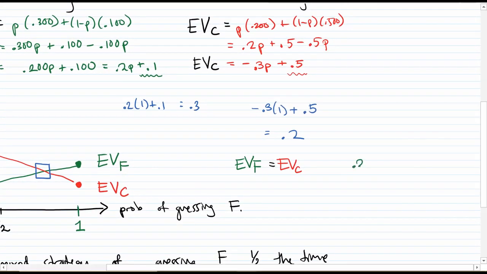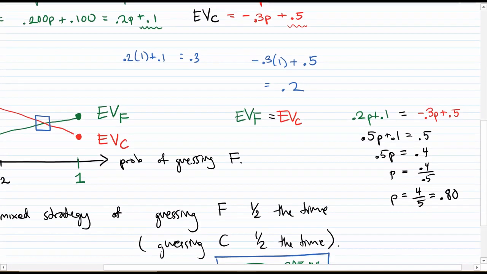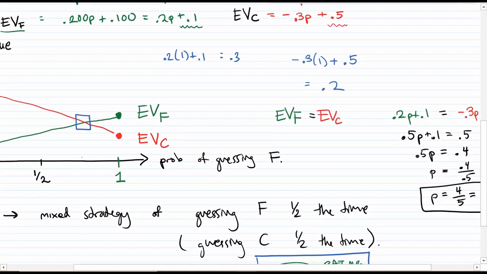We have 0.2p plus 0.1 equals negative 0.3p plus 0.5. Add 3p to both sides, and we'll subtract 0.1 from both sides. And finally, we'll divide by 0.5. Turns out that p should be 4/5 or 0.80. What this is saying is that the p value for where these intersect is 4/5.